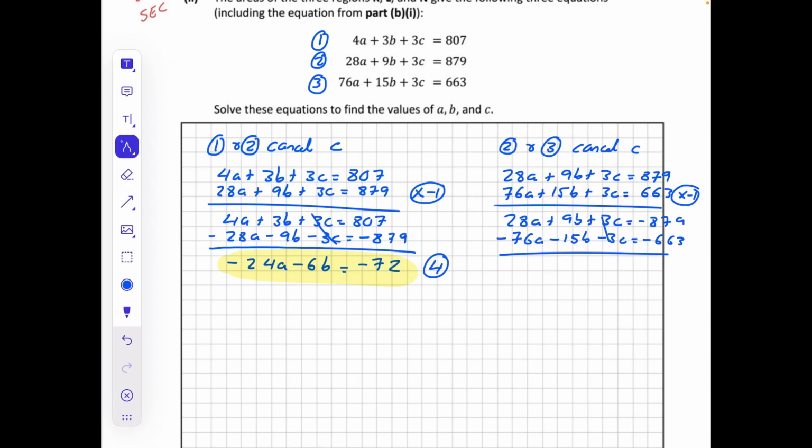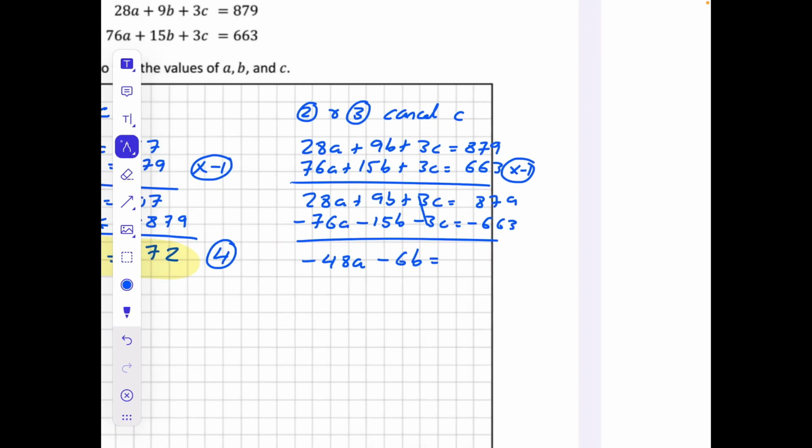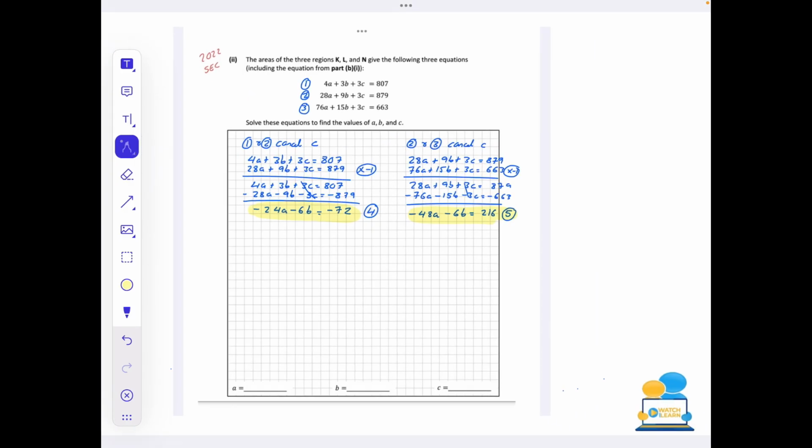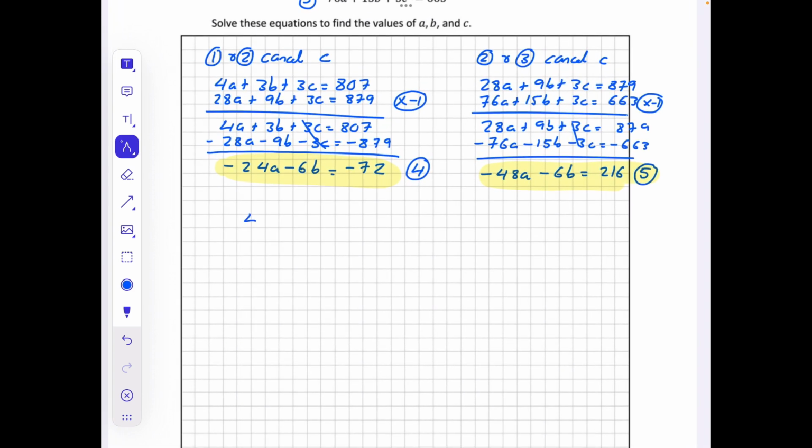28A minus 76A will give me minus 48A. 9B minus 15B will give me minus 6B. Is equal to, now, sorry, there's no minus sign there. I don't know where that appeared from. So 879 minus 663, that's going to give me 216. And I'm going to call that equation 5. Okay, so you should notice steps, I'm copying them exactly the same, keeping things nice and organised using my headings. Next, I need to take 4 and 5.